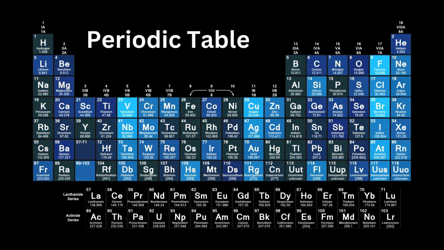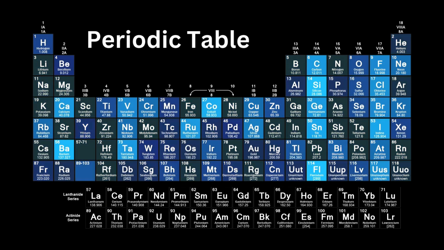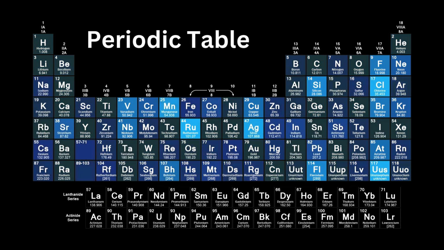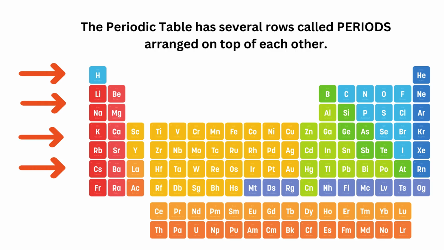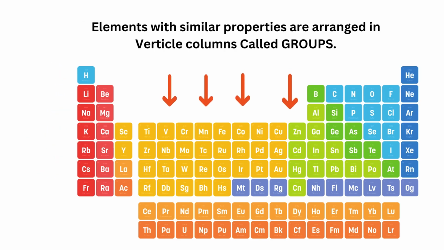Students, let's explore the periodic table. There are over 100 different elements, each with different properties. The periodic table displays all the elements in the order of their atomic numbers. The periodic table has several rows called periods arranged on top of each other. So the horizontal rows in the periodic table are called periods.